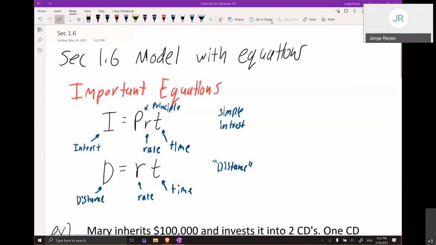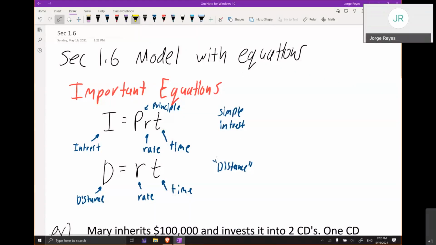Hello class, so we've made it to section 1.6, which is almost always everyone's most hated section. It's the word problem section. So I've done something a little different. First of all, this is one of the few sections where I'm going to recommend you probably read the typed notes also. But I've pre-done a lot of stuff.